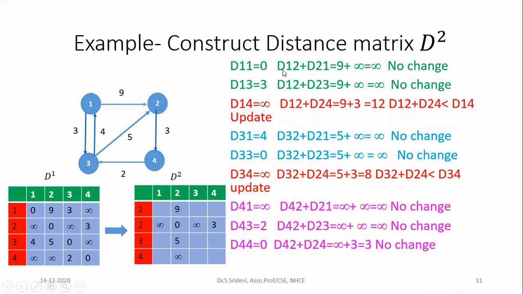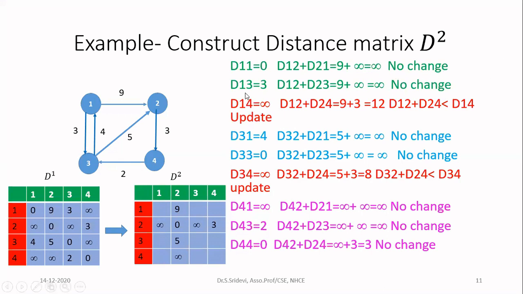Okay. Now, what is the cost of D12? It's nothing but in this matrix it is 9. So write it. Then the cost of D21 is in the second row, in the first column, it is infinite. So write it. So when you add 9 with infinite, your answer will be infinite. So your original cost is 0. Your new cost through the vertex 2 is infinite. So there is no reduction in the cost. So you can keep the old cost as such. So there is no change.